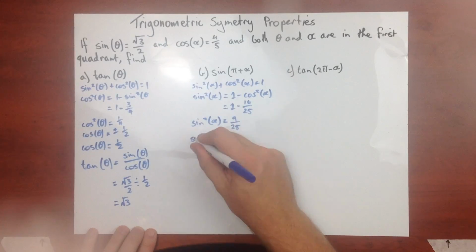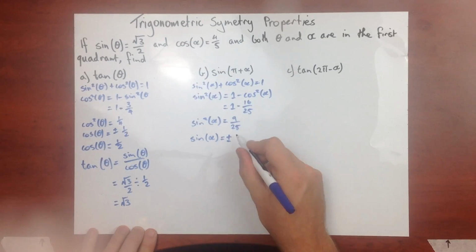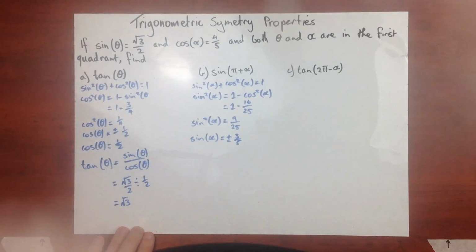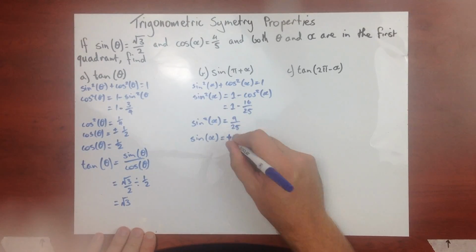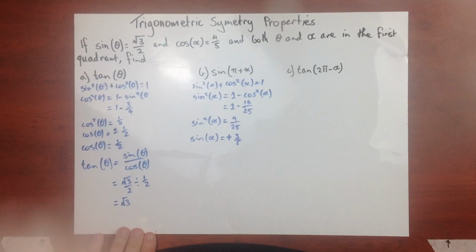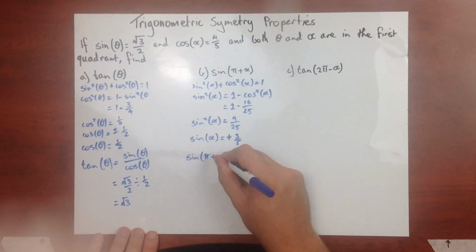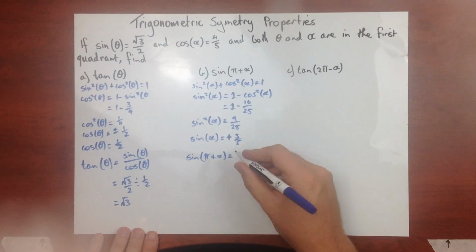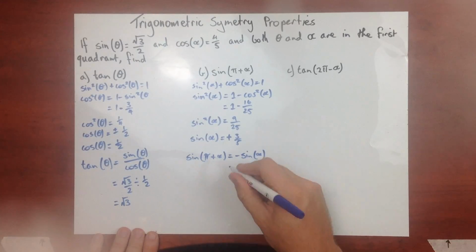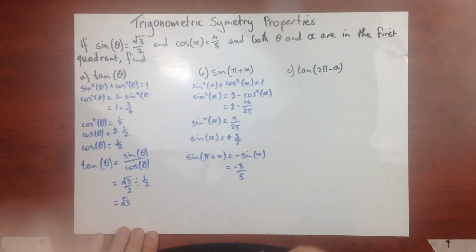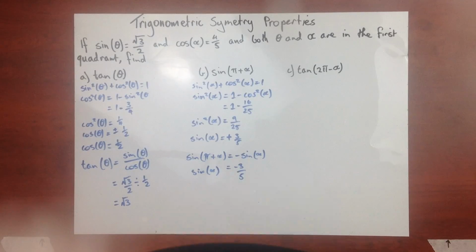That'll mean that sine of alpha will be plus or minus, taking the square root of this, 3 on 5. And because we know that we're in the first quadrant, it's going to be the positive one, because sine is positive in the first quadrant. So we're not quite there yet, we're almost there. Remembering that sine of pi plus alpha is in our third quadrant, where we know that sine is negative, so it's the same as negative sine of alpha, which is negative 3 on 5.